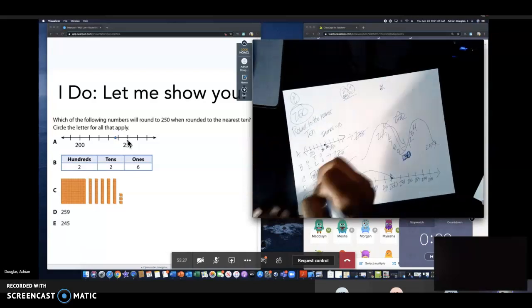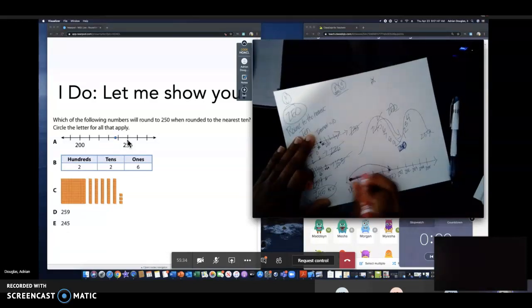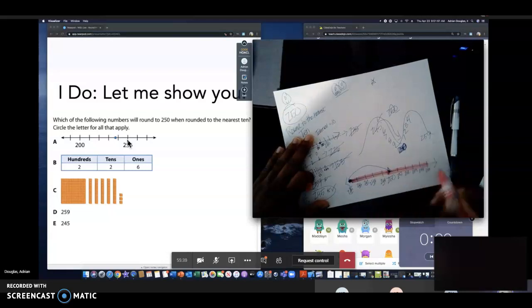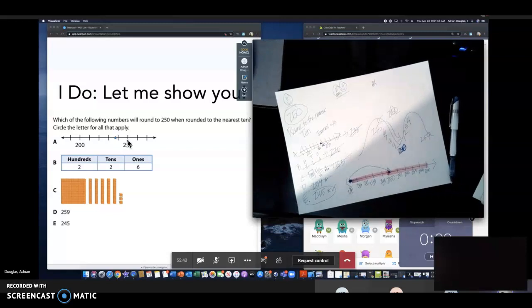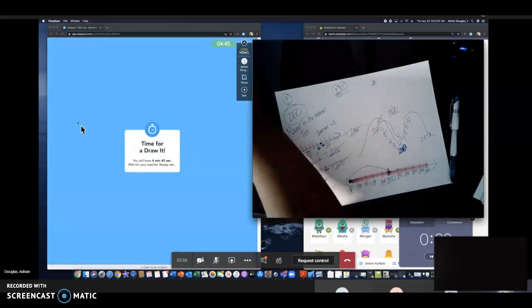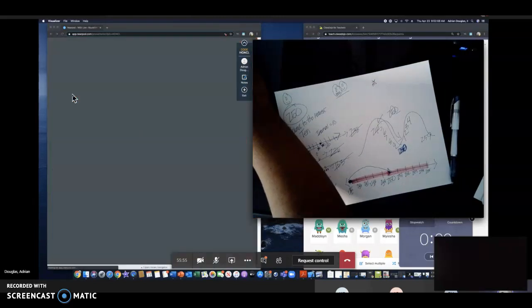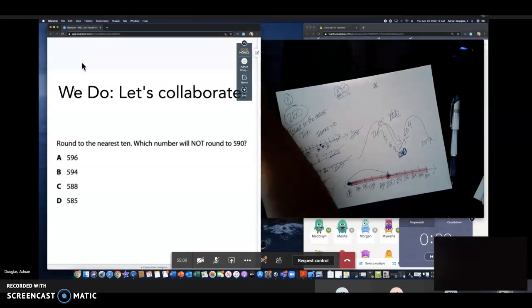I'm going to scratch through all of these. I love using this number line diagram all colored up because you can tell which numbers round to a number. Now I'm going to change the screen, and you can follow along with me. The correct answer is E. Now we're going to work through this problem right here.